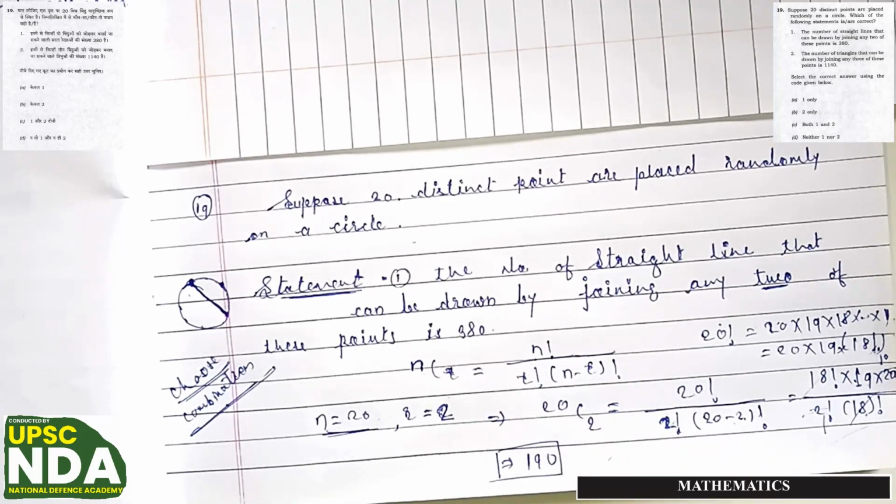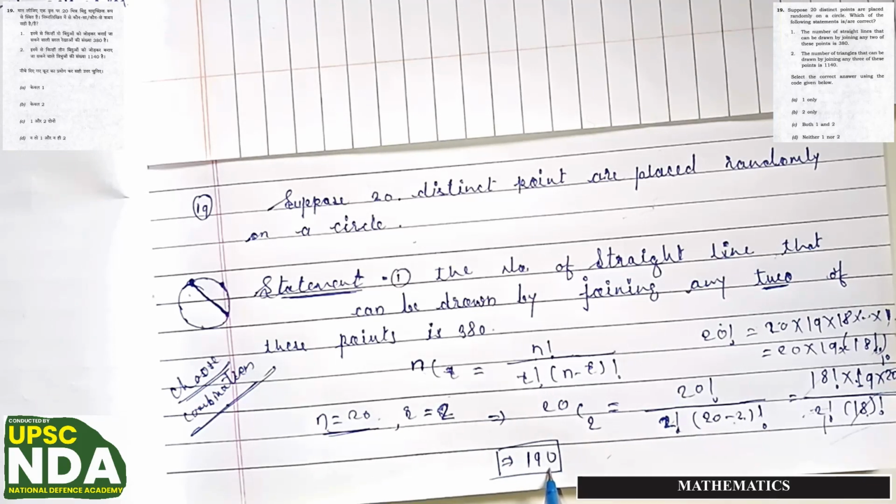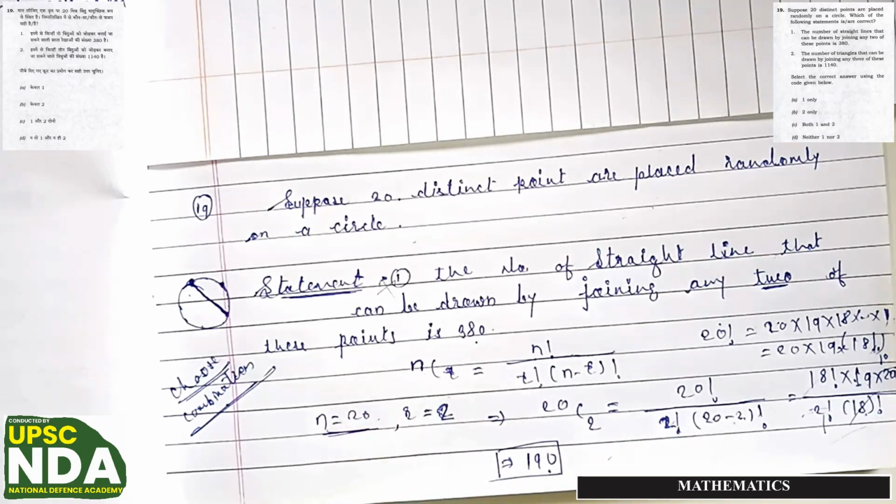So by using our 20 distinct points, the number of straight lines that can be drawn by joining any two points in our circle is 190, but it is given as 380. So how is it possible? Discard the first option. Our first statement is completely wrong. It is a much easier question, nothing is difficult. Whenever you have a selection, or you have to pick some points from a larger set of points, always use combination.